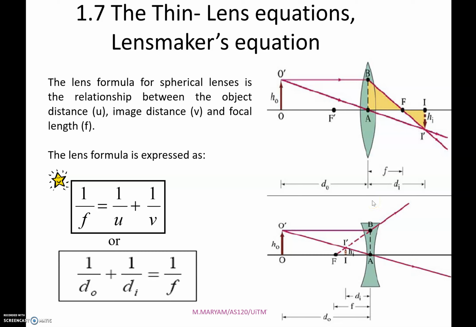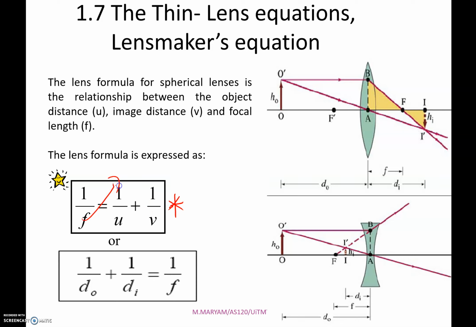Hi everyone. So let's continue with the 7th subtopic for this chapter. If you still remember, I've mentioned before that besides ray tracing, you can also use the lens equation to find the image of the object. So this is actually called the thin lens equation, where the formula is expressed as 1 over f is equivalent to 1 over u plus 1 over v.